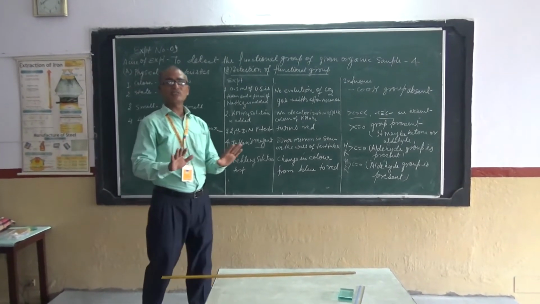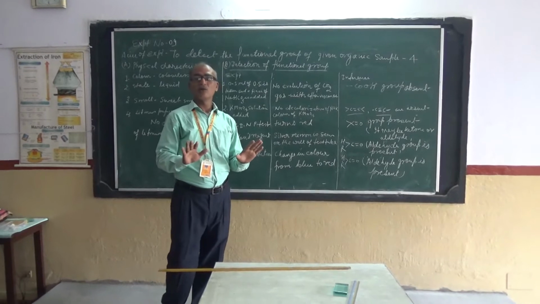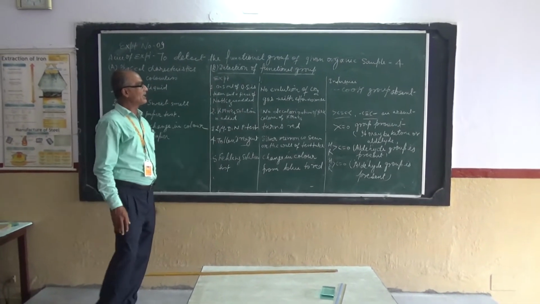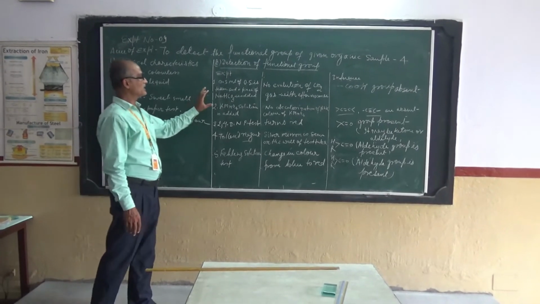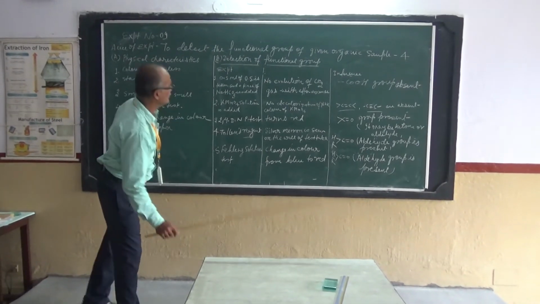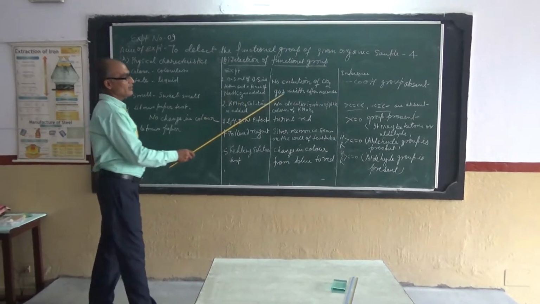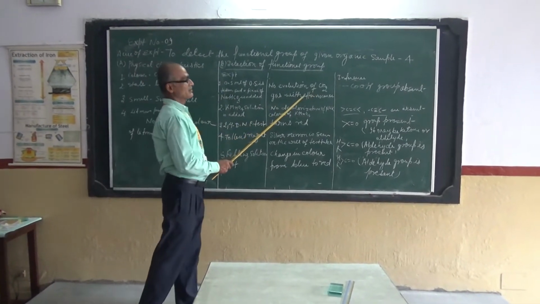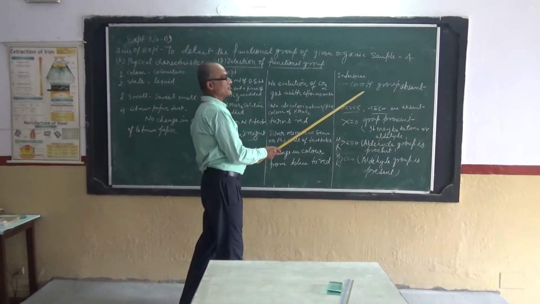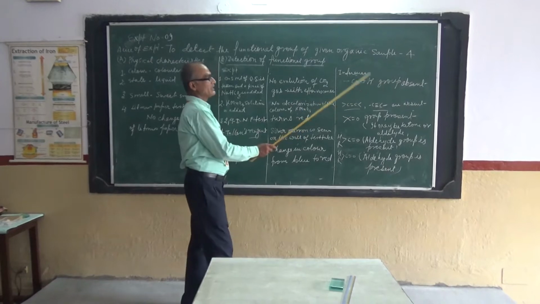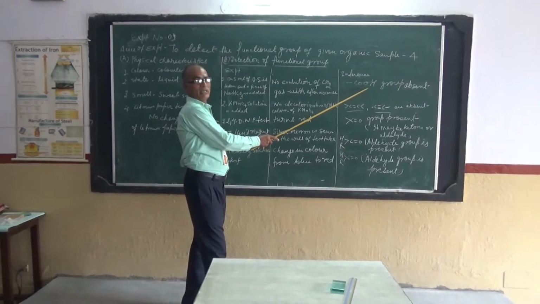color on the litmus paper by this organic sample. Now we will go through the chemical analysis. We will take the organic sample and add a pinch of sodium hydrogen carbonate, sodium bicarbonate. No evolution of any gas. This infers that the given organic sample has no acidic group, that is, the carboxylic group is absent.